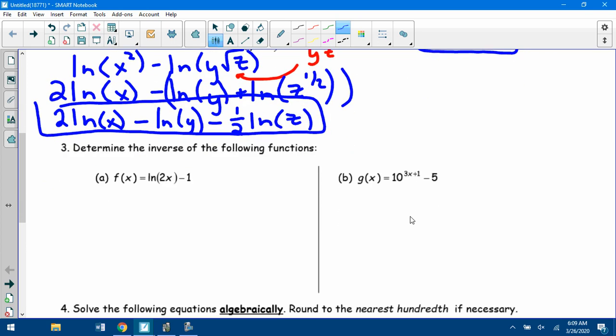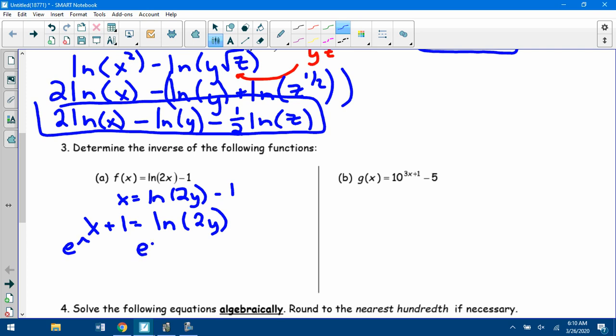Okay, if I ask you to find the inverse, what do you do to find an inverse? Switch x and y. So this first one would be x equals ln of 2y minus 1. Now we've got to get y alone. What's my first step to that? Some of you might be thinking e. You can't exponentiate by e until the ln part is isolated. So add the 1 over first. x plus 1 equals ln of 2y. Now what? Right, now you can exponentiate by e.